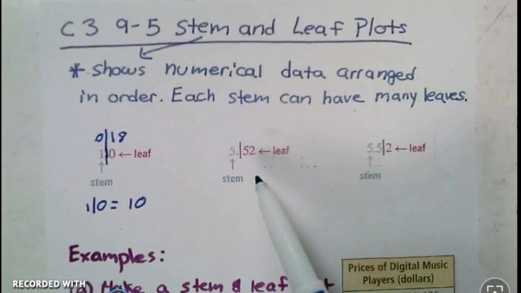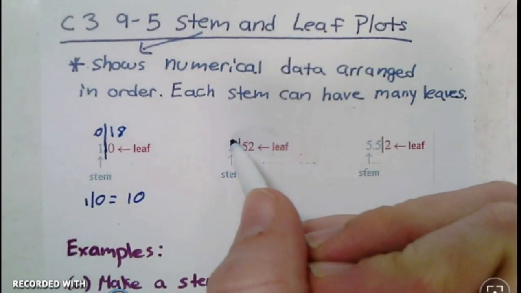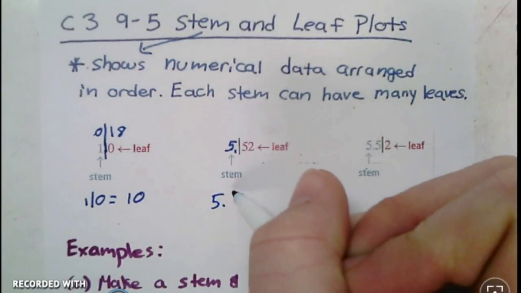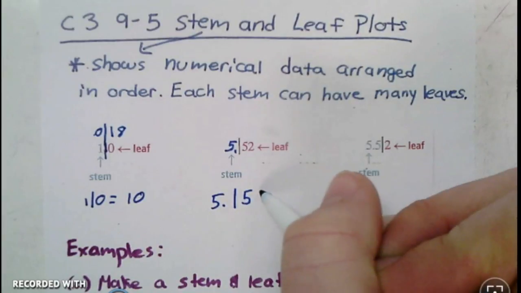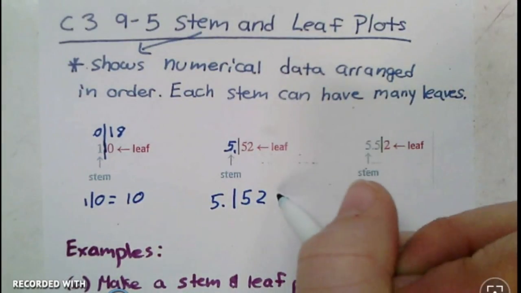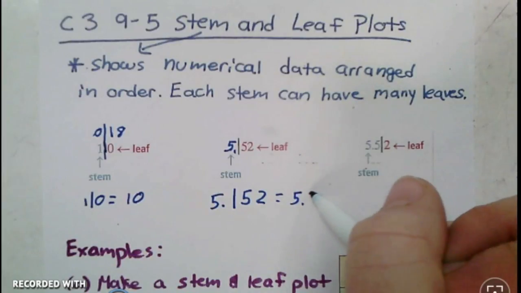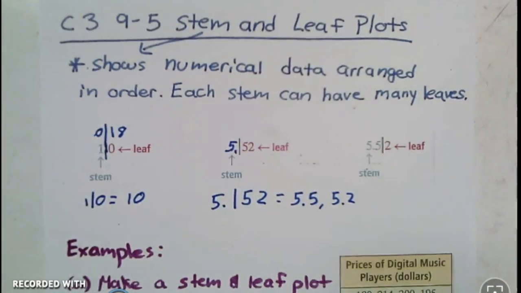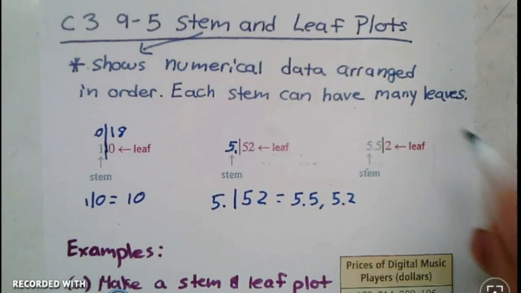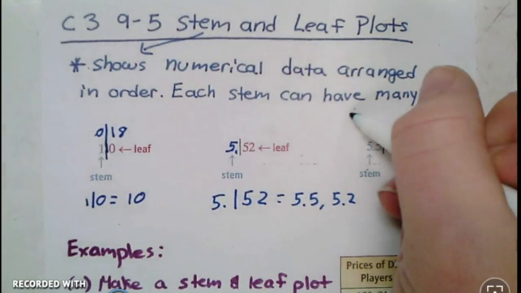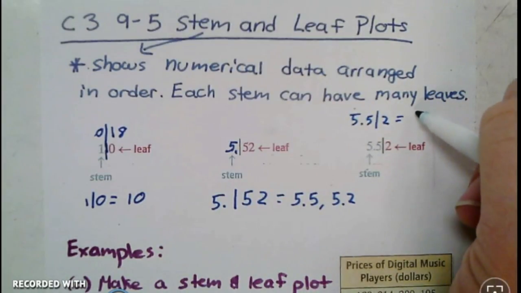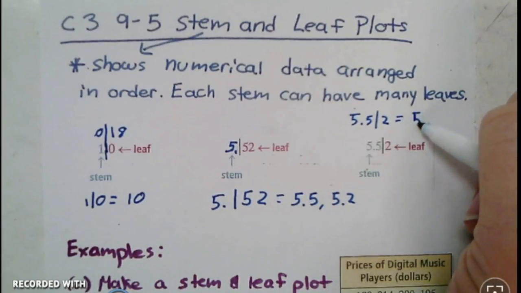Now over here for this stem, we have a 5 and then a decimal point. So this one would mean 5 with the decimal. Okay, this would be 5.5 and 5.2. And this one over here, we have 5.5 with a line and then the 2. That key would read that equals 5.52.